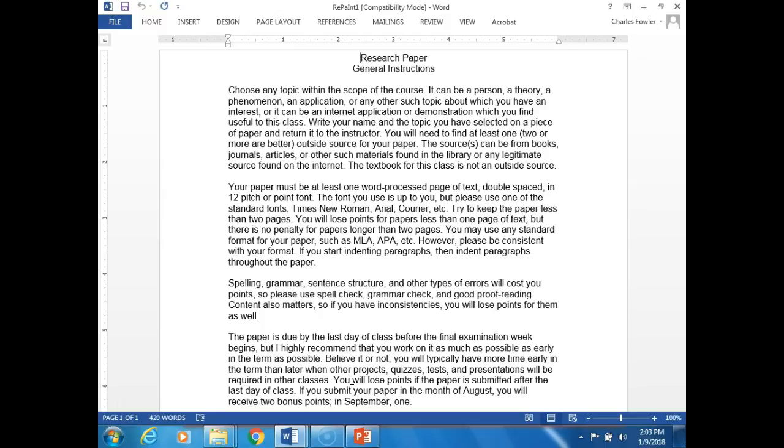So write the topic on that piece of paper and give it to me either this week or next week, okay? Now, since that's going to take up so little space on that whole piece of paper, here's something else you can write there if you want to. It has nothing to do with the research paper, but it has to do with being able to get in touch with you.